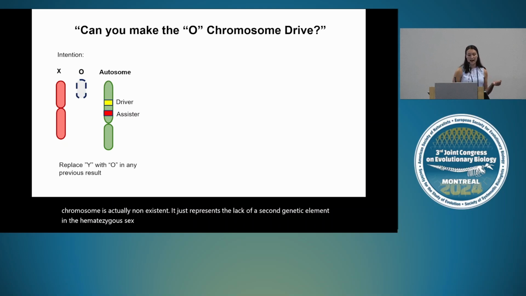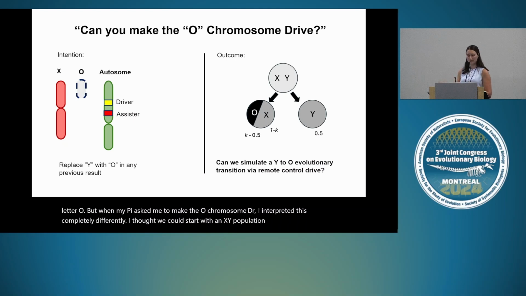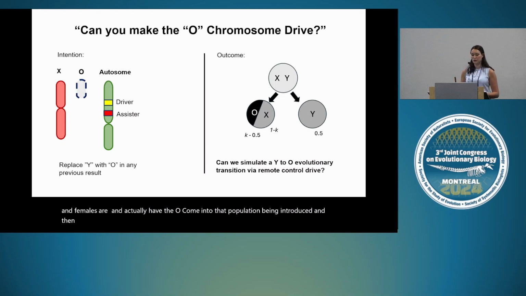So here we have XO with the autosome, and it's the exact same drive system, where in any previous result, you can just replace the letter Y with the letter O. But when my PI asked me to make the O chromosome drive, I interpreted this completely differently. I thought we could start with an XY population, where males are XY and females are XX, and actually have the O come into that population, being introduced and then sustained by remote control drive.